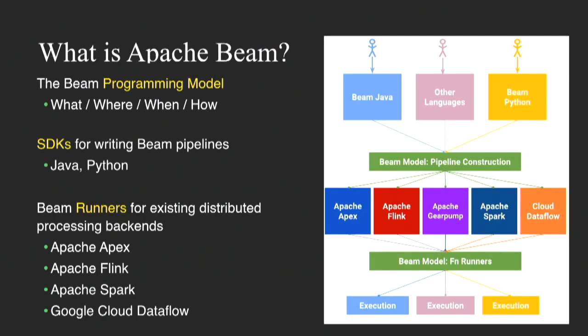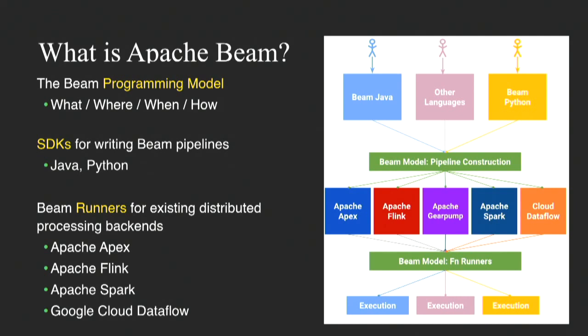So what is Apache Beam? This, again, is a bit of a repeat of Davor's final slide, but I think it's worth going over again very quickly. There's the programming model. This is the what, when, where, and how. There are the SDKs, how you actually interact with it. The current SDKs are Java and Python. Our hope is there'll be support for more languages in the future.